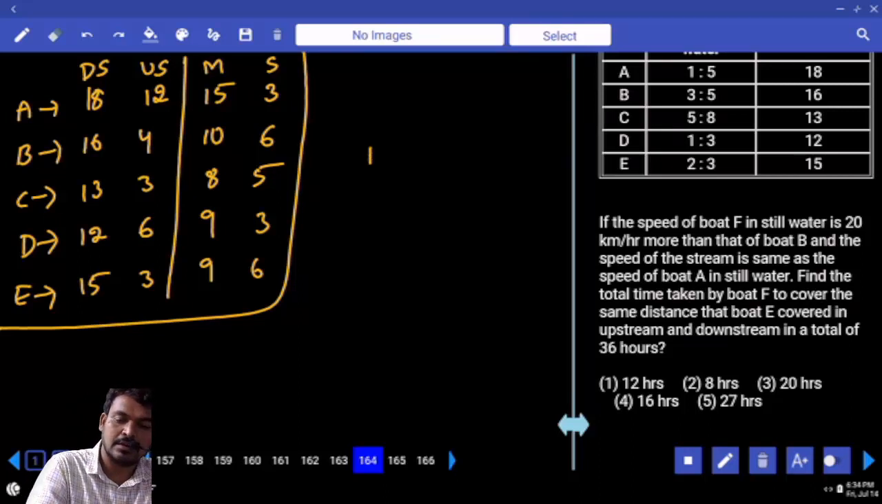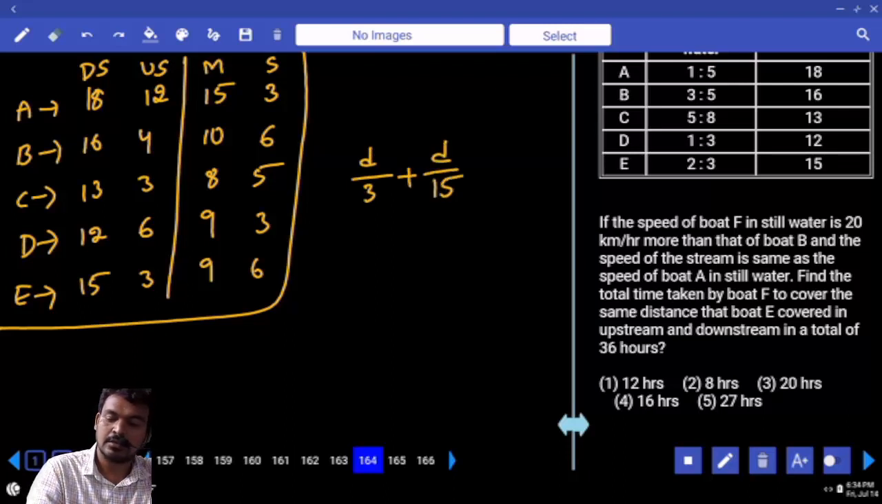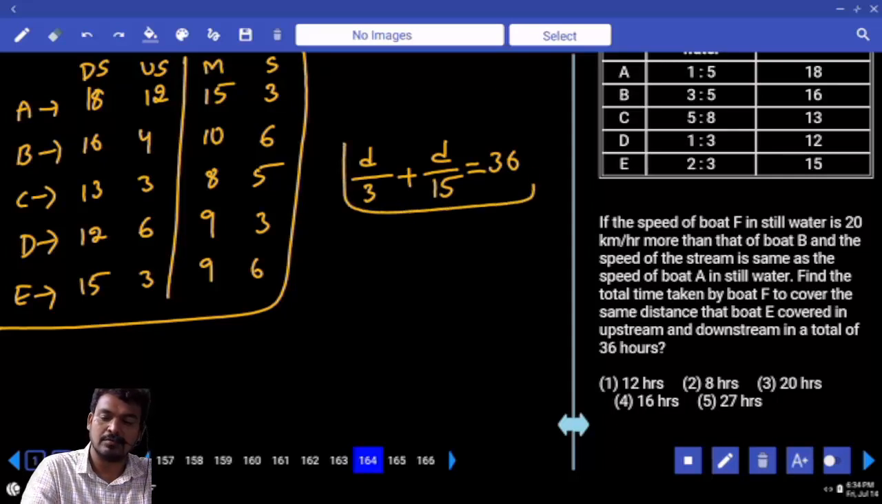Suppose we consider D kilometers. What is the boat E upstream speed? 3. D by 3 plus D by 15 is equal to how many hours? 36. Simplify this and we get the D value. LCM 15. 3 how many times? 5. 5 plus 1, 6.